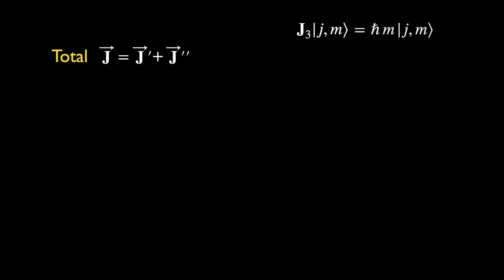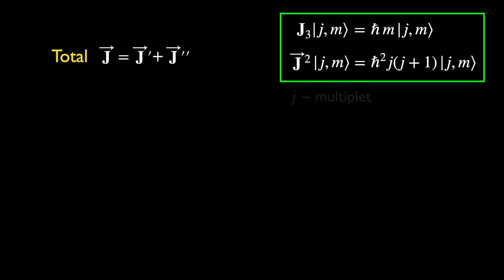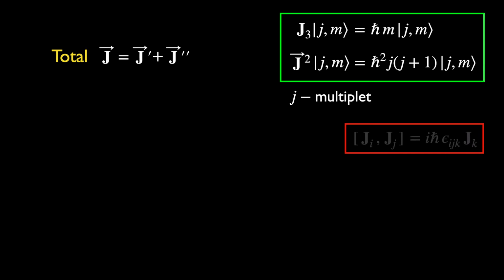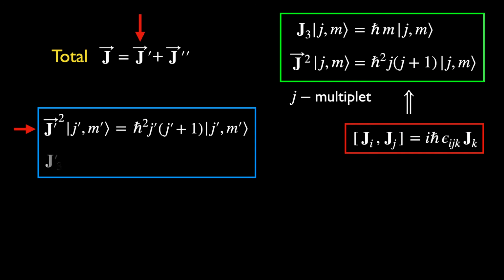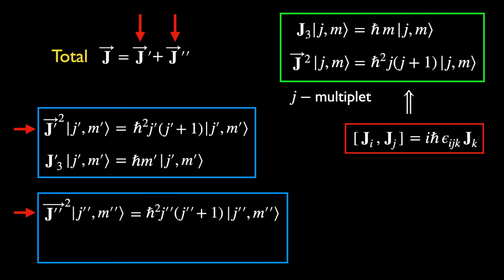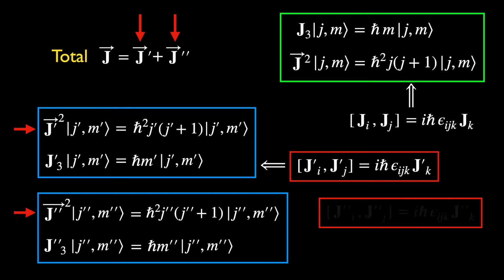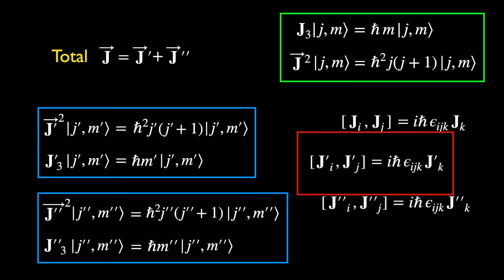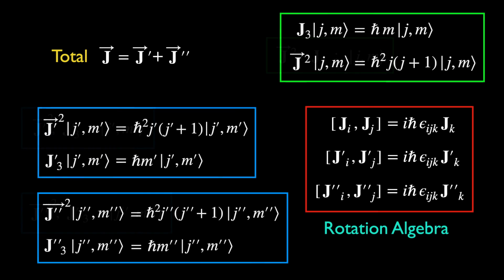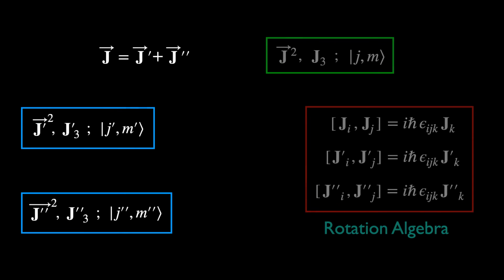For this total angular momentum, we can also construct a set of eigenstates which forms multiplets, each labeled by a quantum number j. This is again the direct consequence of the rotation algebra satisfied by the total angular momentum J. The same thing applies to both the constituent angular momenta J prime and J double prime, and they each have their own set of eigenstates forming separate multiplets, as they too satisfy the rotation algebra. They are independent degrees of freedom in the sense that they commute with each other.